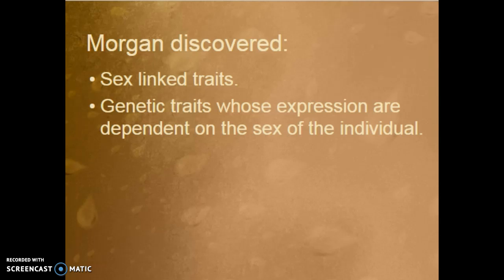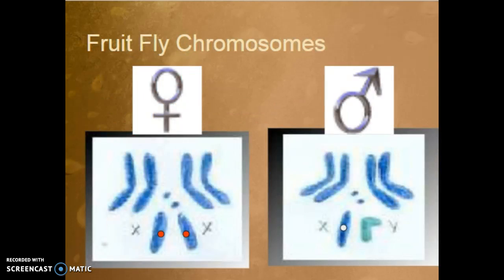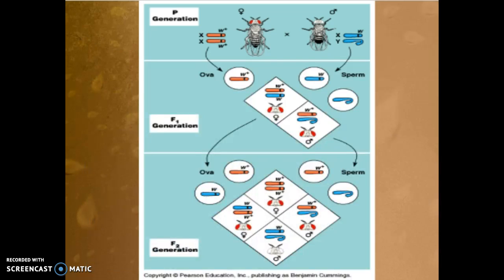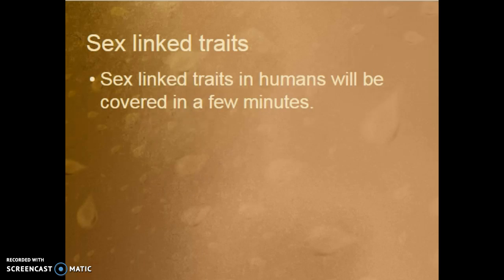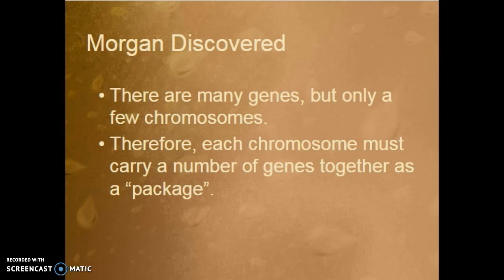You guys worked on some sex-linked Punnett squares and some things like that just a few days ago. So there are fruit fly chromosomes. You see those loci marked on the left side. A locus is a location. And males only have one copy of that, sort of like male pattern baldness or color blindness in humans. Here's our image of that mapped out. I'll get to sex-linked traits in humans here in just a second.